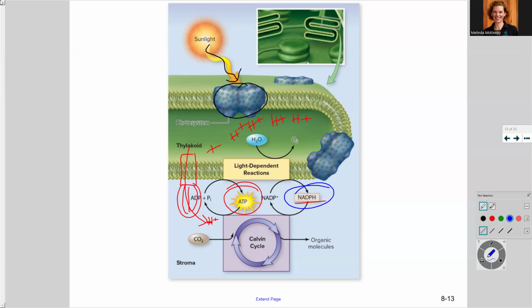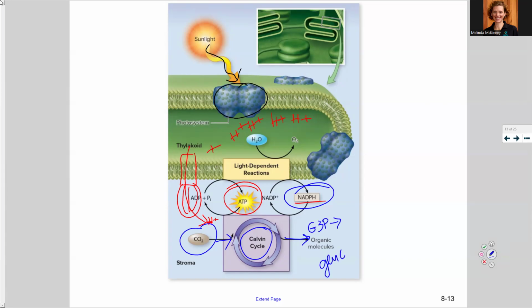Both of those go into creating the next part. Again, down here, the Calvin cycle. This is the light independent reactions. This is where carbon dioxide comes in, and ultimately we get G3P out, which is going to be used to make glucose. Okay. All right, that's the end.